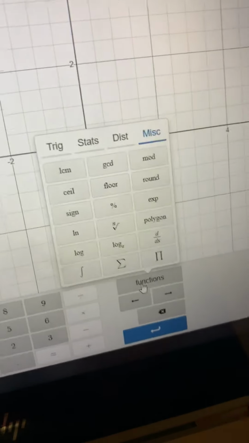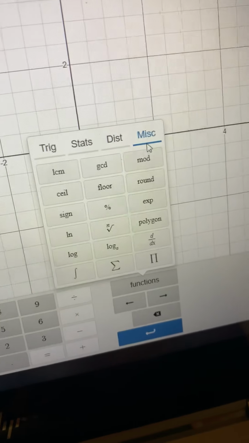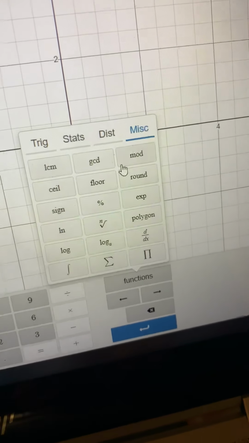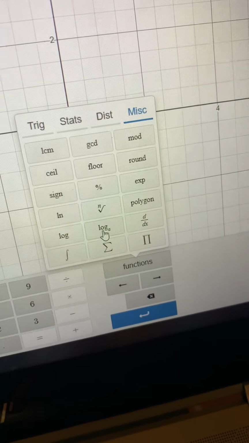So here's my Desmos screen, and how to get that log, you're gonna pull up this keyboard at the very bottom, and you're gonna go to the functions over here, and then under the very last column, the miscellaneous functions, make sure you choose the log that gives you an option to put a number down low. So this log A, and then you'll see what it looks like up here.